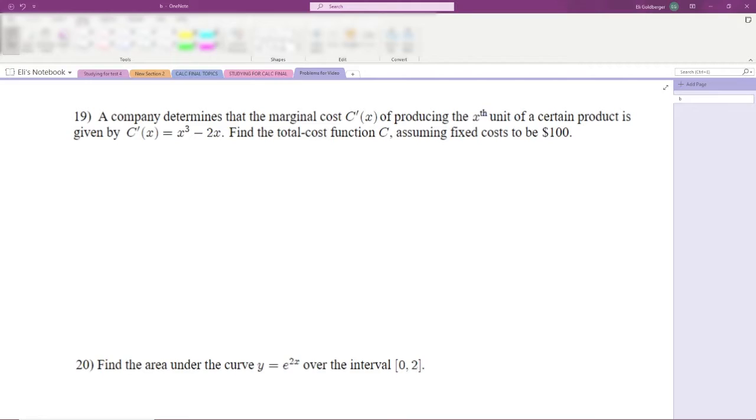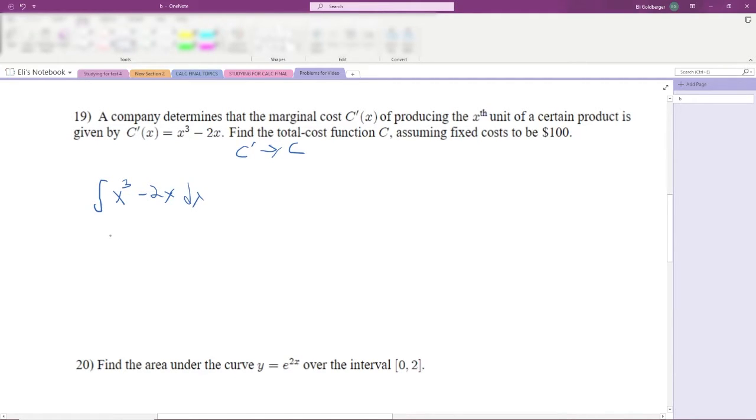So right away, it's telling us that it's asking us to find C, the function C. So right now it gives us C prime of x. So to go from C prime to just C, we need to take the integral. That's one way to think about it. So first we'll take the integral of x cubed minus 2x.